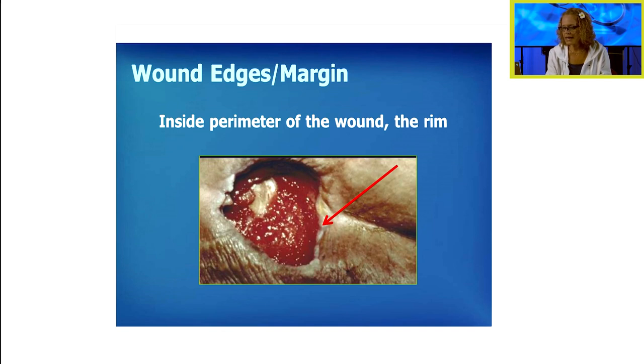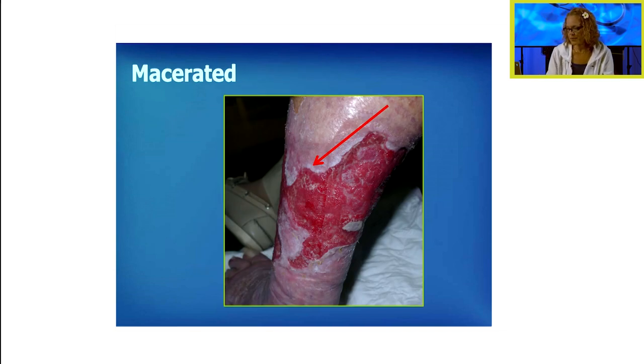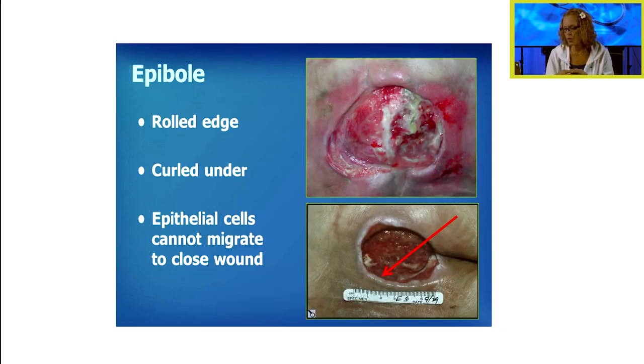There are also wound edges or margins, and this is the rim around the wound, the inside perimeter of the wound, and we can see the arrow here pointing to the rim or the edges of the wound. This is an example of a maceration where we're looking at the edges of the wound, and we see that the coloring of the edges is a little different than the rest of the wound. And this can be an indication that we have some poor wound healing, because you can see this rolled edge here, the way that it's curled under.